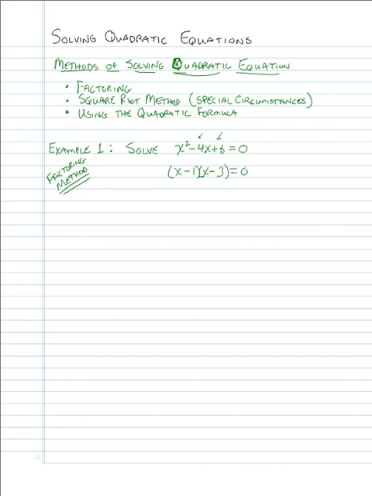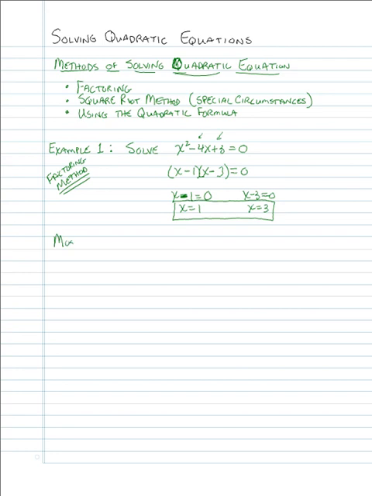Then the idea is we have a product of two expressions equal to 0, and the only way that can happen is for one or the other or both expressions themselves to be 0. So we set each of the factors, x minus 1 and x minus 3, to 0 and solve accordingly. In this case, we add 1 to both sides and we get x equals 1. In this case, we add 3 to both sides and we get x equals 3. So we have two solutions to this quadratic equation. And that's normal. Remember that.